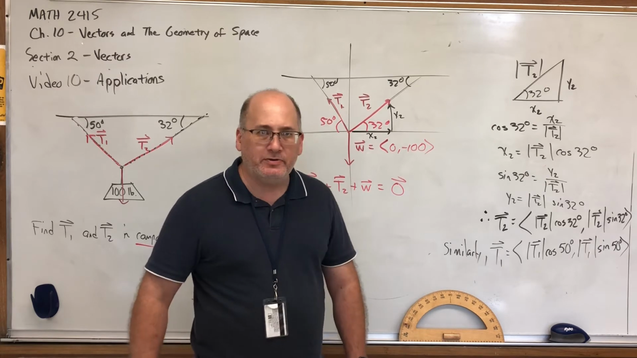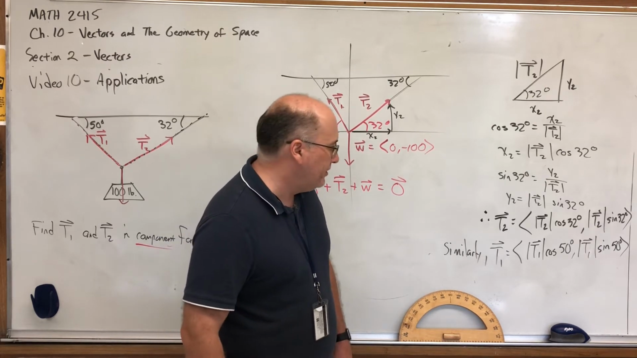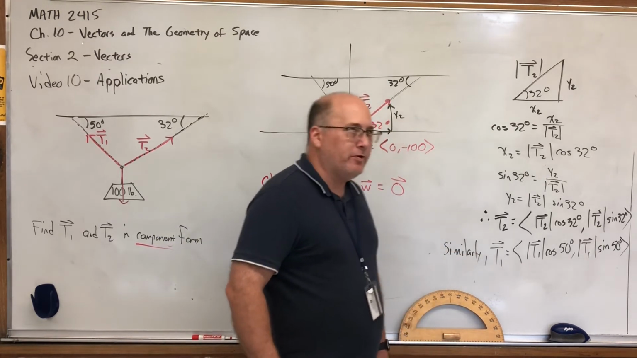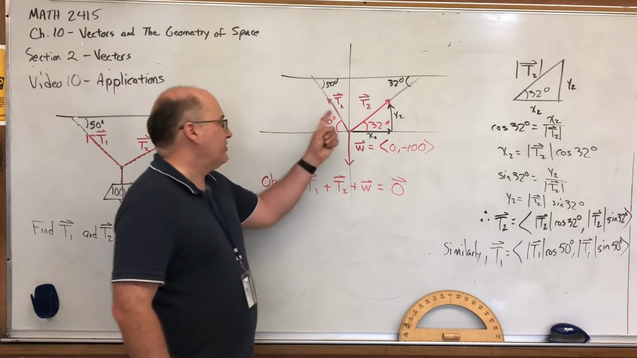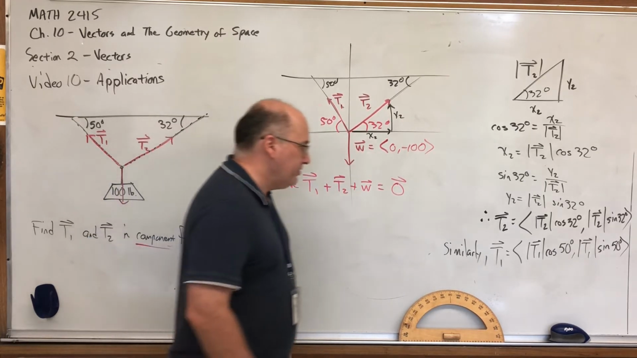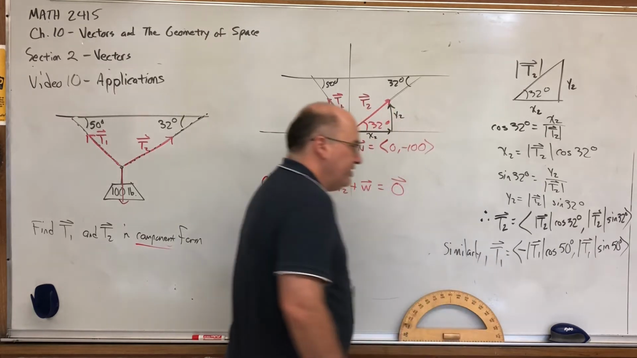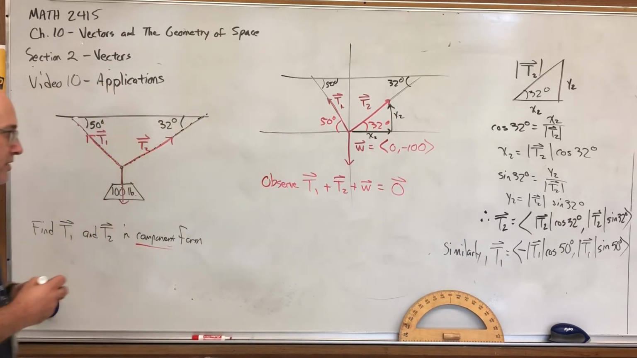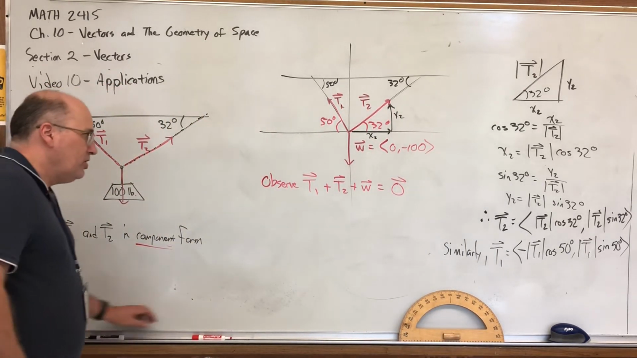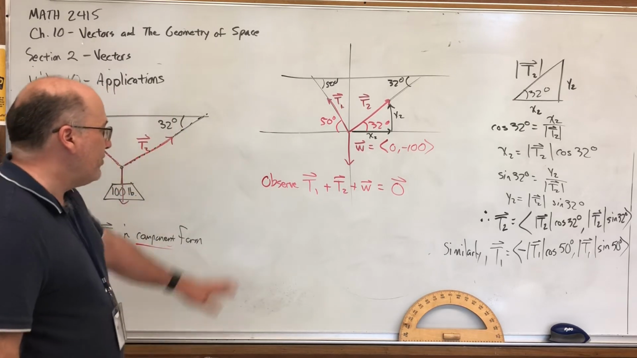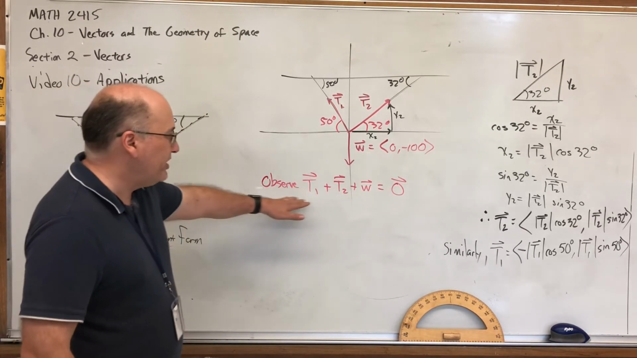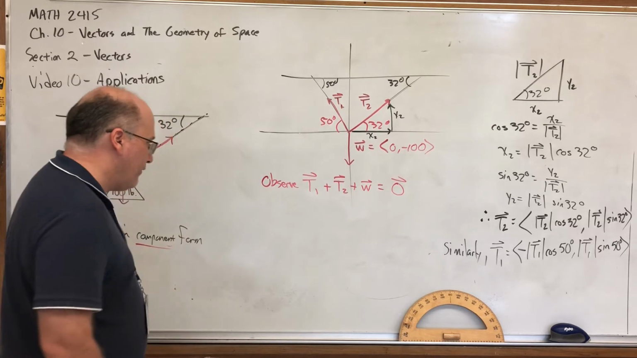Magnitudes are always positive, or at the very least non-negative. Cosine of 50 and sine of 50 are both positive, but this vector has a negative x component, which means its x component needs a negative in front of it. So how does that help us? Well, that means that we can rewrite this equation representing equilibrium in component form.